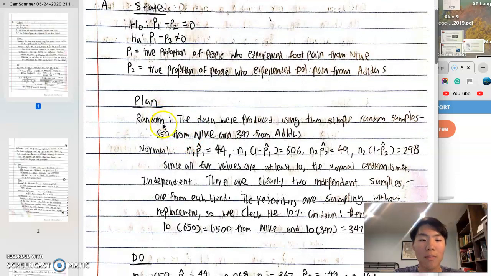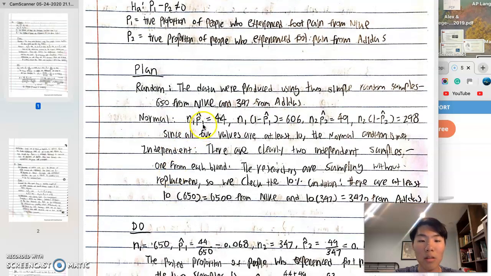So for plan, the data were produced using two simple random samples, 650 from Nike and 347 from Adidas. So normal: N1 P1 equals 44, N1 times 1 minus P1 equals 606, N2 P2 equals 49, and N2 times 1 minus P2 equals 298. Since all four values are at least 10, the normal condition is met.